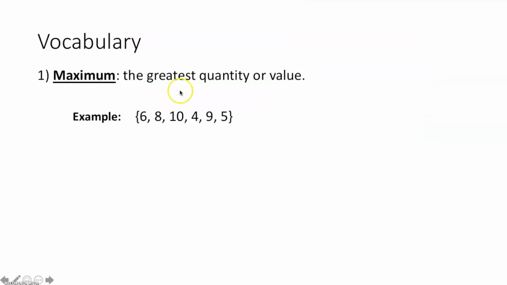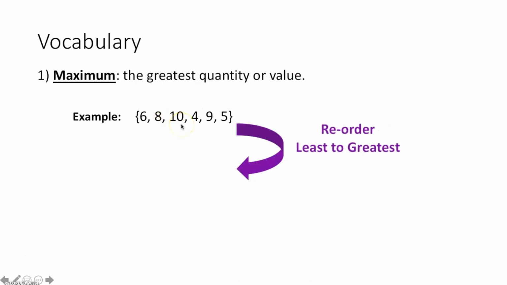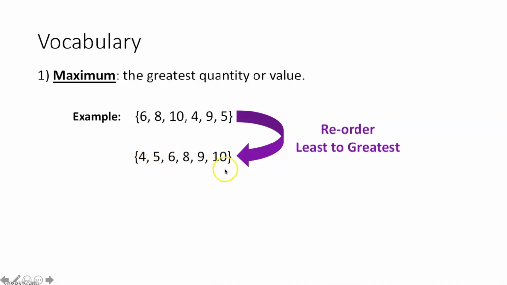First thing we're talking about is a maximum. That's the greatest value or quantity. So if we have a data set right here and we want to figure out the maximum, it's probably the easiest thing to do to reorder this from least to greatest. So if we were to reorder this from least to greatest, we would get something that looks like this. Now that it's reordered from least to greatest, we can see what our maximum is. The greatest value would be 10.